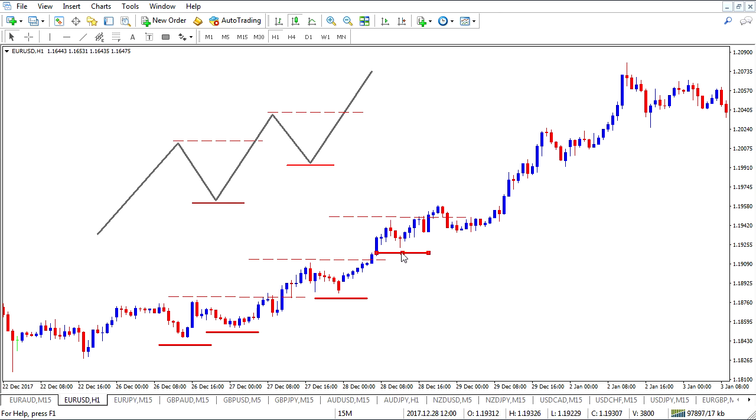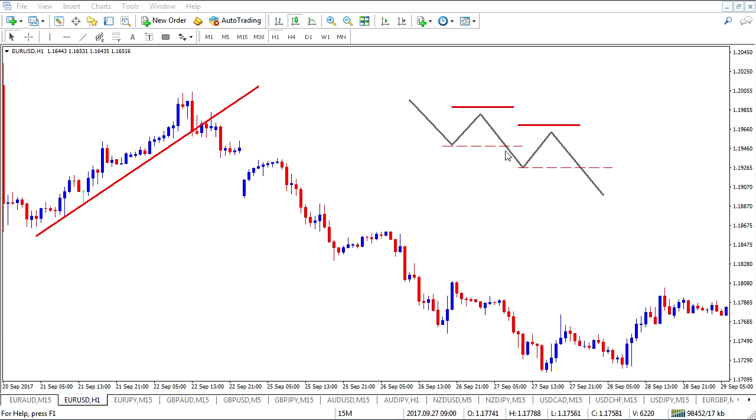So using these swing highs as a trigger to move our stop loss and using the swing lows as the placement for our stop loss is how we're going to manage a trade that is trending, a market that is trending, to get the most that we can out of it. Now let's take a look at this on a short trade, sell example.